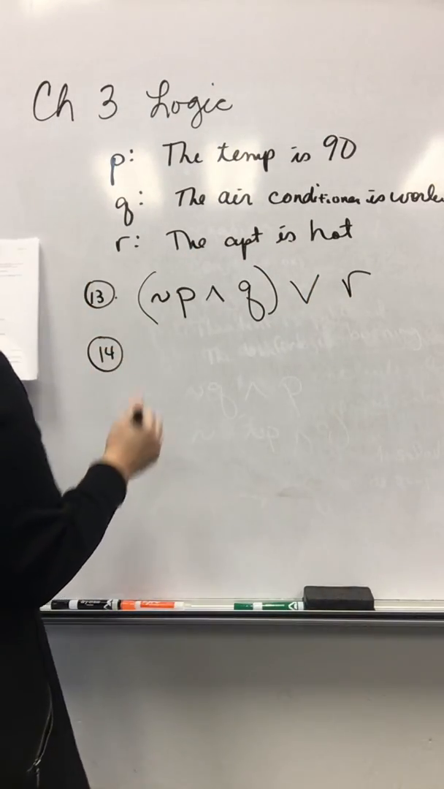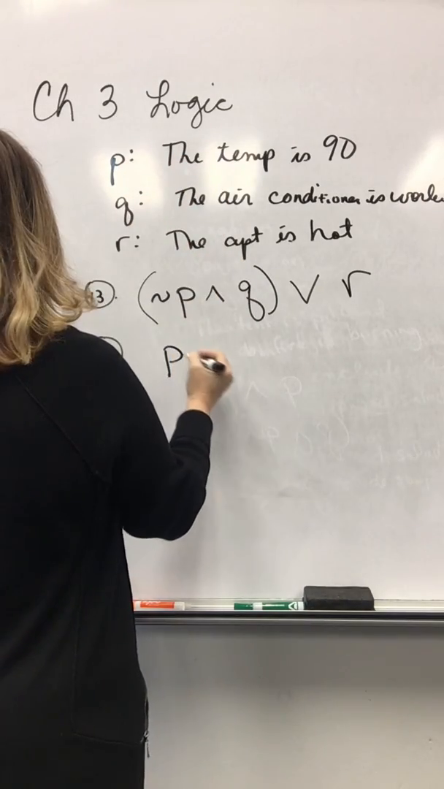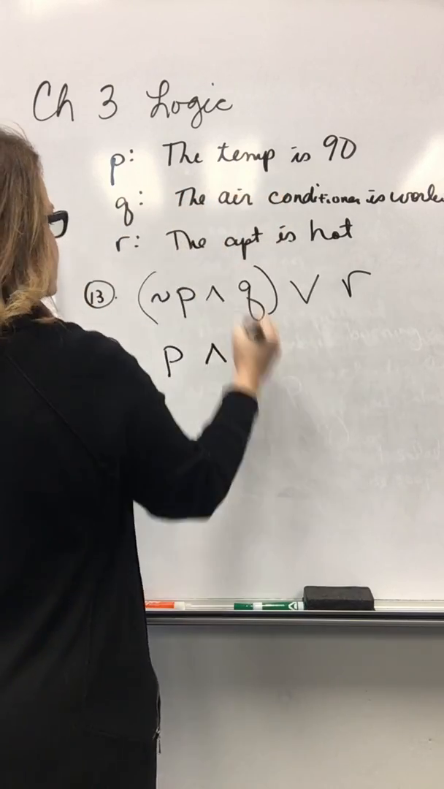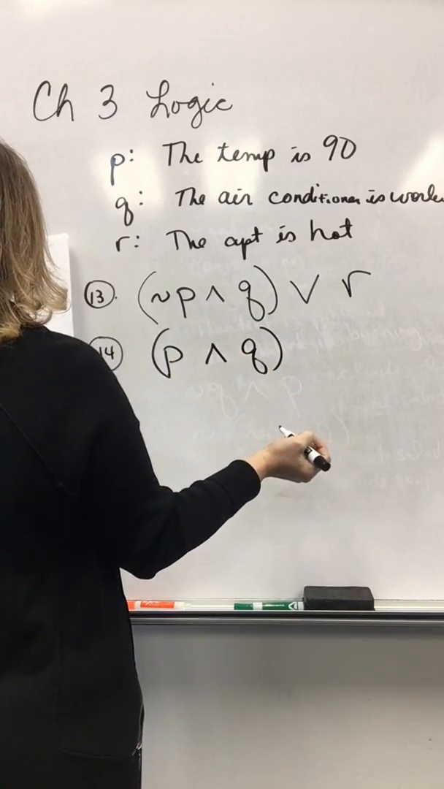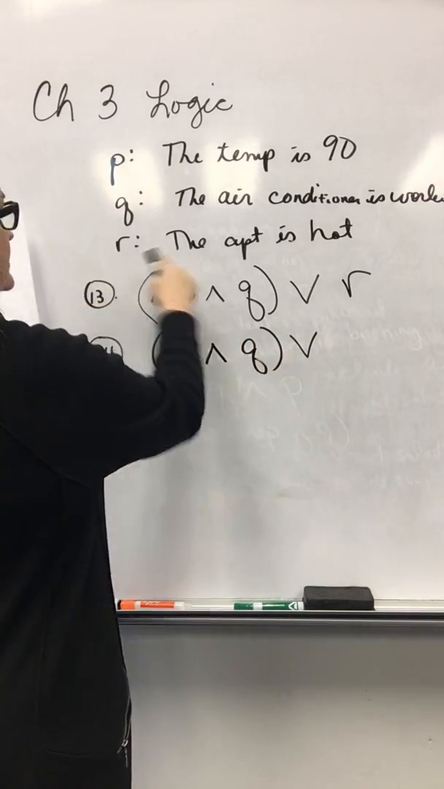Number 14. The temperature is 90. That's P. And, that's our and symbol. The air conditioner is working. That's statement Q. A comma, so we're going to parenthesis those two that were grouped together. Or, the apartment is hot. That's statement R.